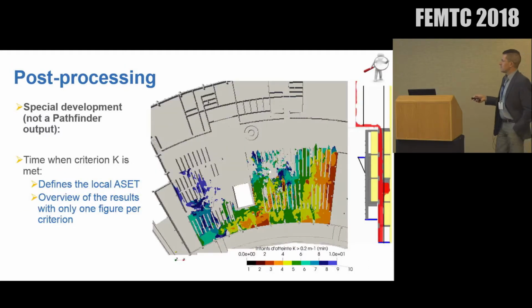So we developed another tool, and we can see here, and I don't remember if it's a Pathfinder output or we did it, so if I'm wrong, just correct me. We can see here the time when the criterion of the coefficient of extinction is achieved. So you see that there are only a few spots on the model where the conditions are degraded, and most of the surface is quite safe for the users.